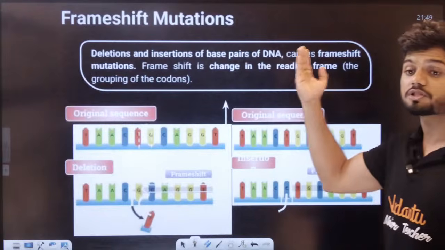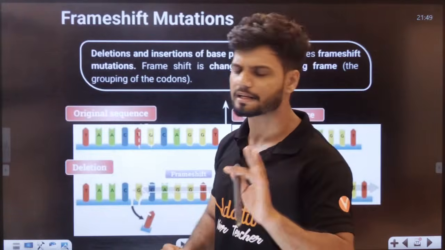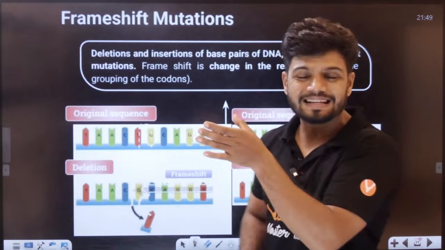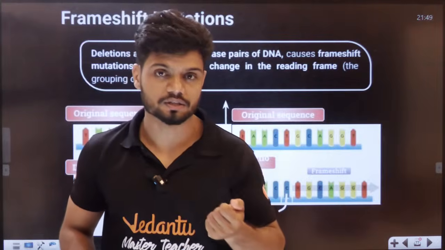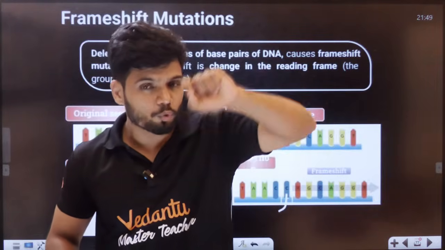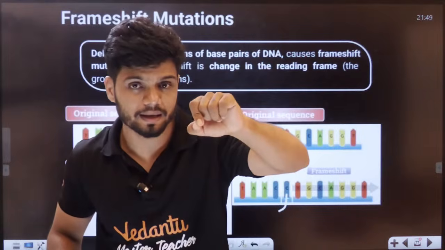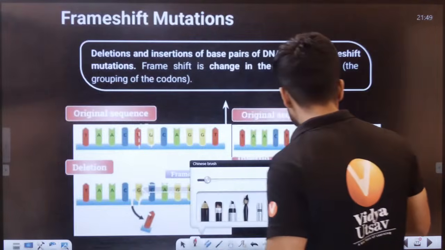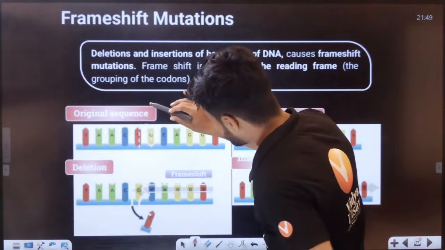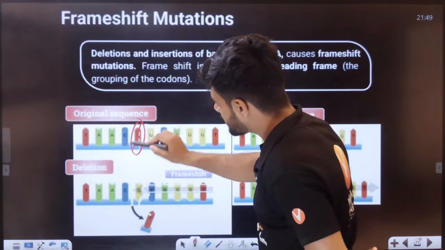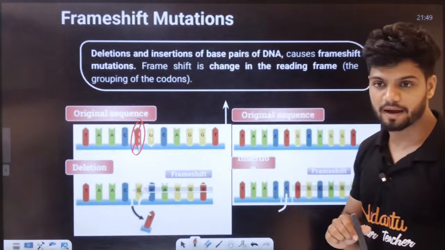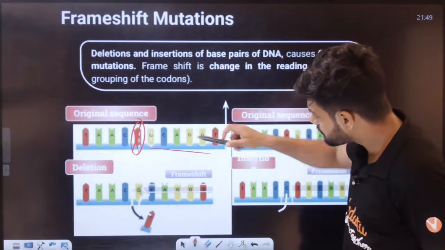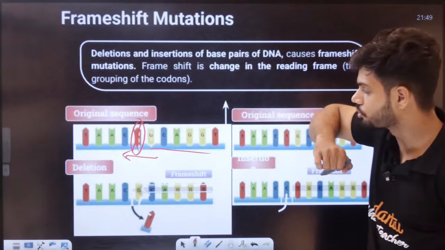Then there is something called frame shift mutation. Students, what is a frame shift mutation? In frame shift mutation, the entire reading frame undergoes changes. Why? Because if you remove one base pair or add one base pair, there will be a complete change in the genome. Let's say here we have thymine. If I completely remove this thymine, what will happen? This entire frame will shift forward. Yes or no, students?